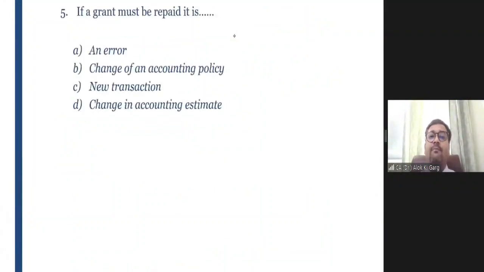If a grant must be repaid, it is an error, change of an accounting policy, new transaction, change in accounting estimate. What is the right answer, guys?